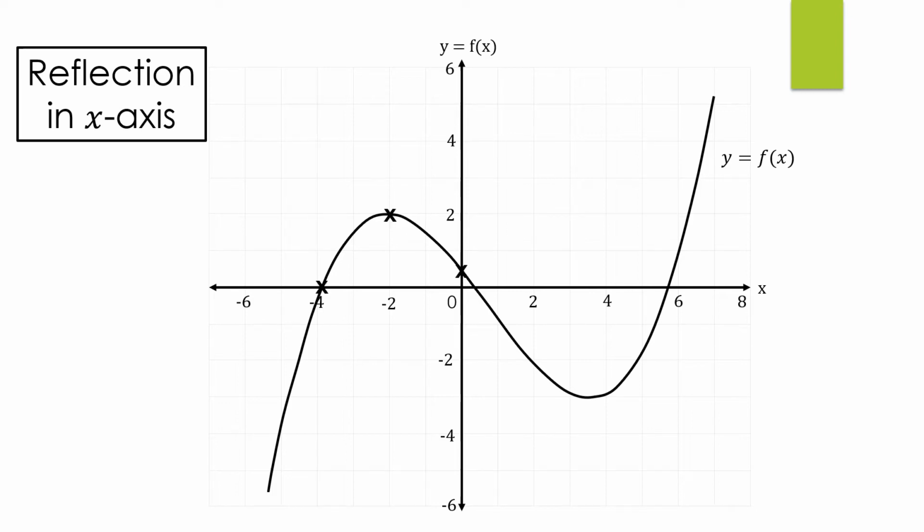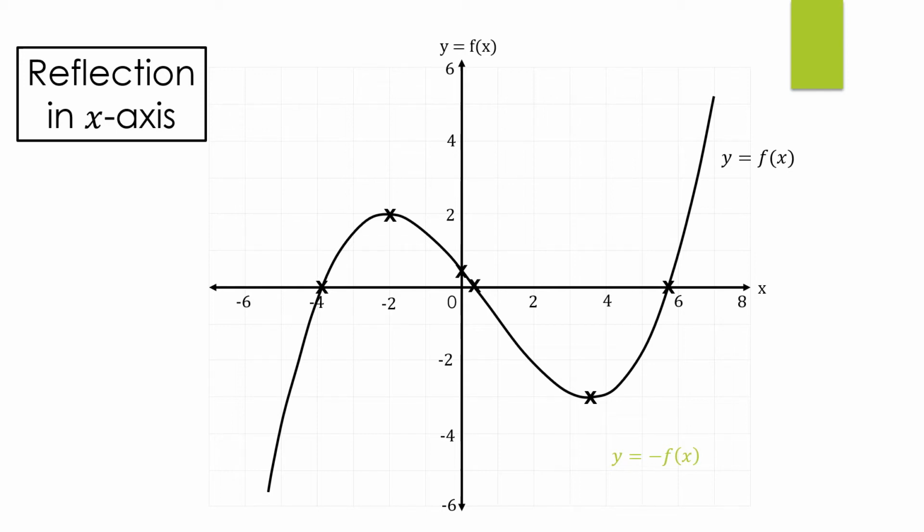So let's mark on our key points. We've got three roots, we've got a maximum and a minimum stationary point, and we've got a y-intercept that we're going to consider. And the transformation that we want is y = -f(x). So what's happening? We're going to be putting all of our y coordinates to the negative equivalent. So all of our roots have a y coordinate of 0, so they're all going to stay where they are. And that's why this reflection occurs in the x-axis.